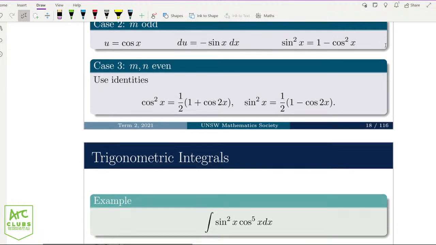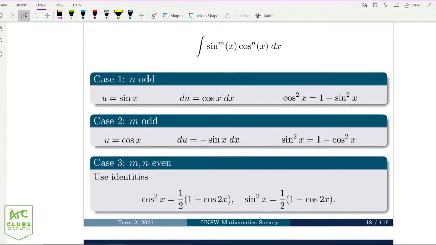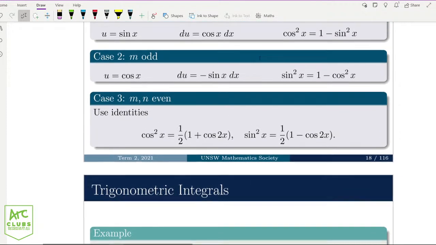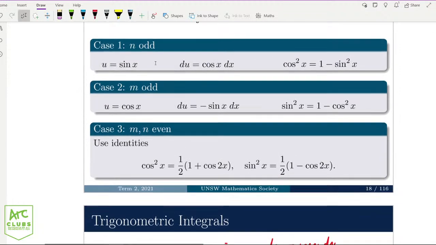So here is an example question. We have an integral of sine squared x multiplied by cos x to the power of 5. So as you can see, this is an example of our first case, where we have cos x to an odd power. How we can approach this first case is to apply the substitution u is equal to sine x. And so it follows that du is equal to cos x dx, as we've written up here.